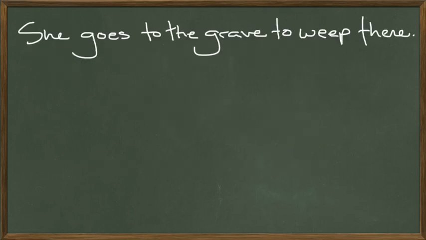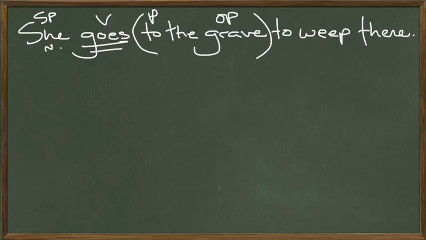Alright, one more, and then we're done. She goes to the grave to weep there. This is from the New Testament. Christ has been crucified and buried, and his mother Mary is coming to weep over his dead body. So she goes to the grave to weep there. She's subject pronoun, nominative case. What's she doing? She's going. Verb. Where's she going? She's going to. Preposition. To what? The grave. Object of the preposition.